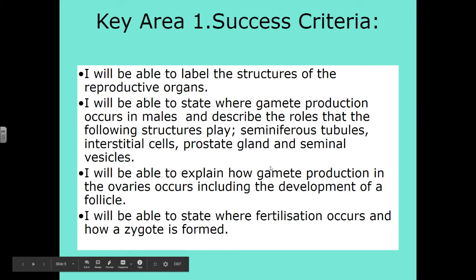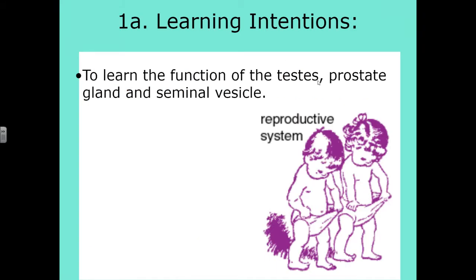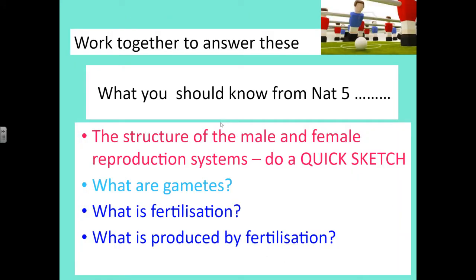So hopefully we'll be able to label the structures of the male reproductive organs. We're going to talk about the role of what's called the testes, the prostate gland, and the seminal vesicle. There is a slight amount of extra stuff on some of the slides. I'm going to try and cut through that and show you what is actually needed for the exam.